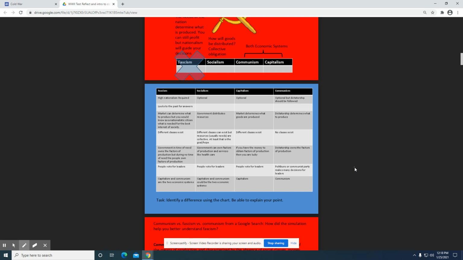So as I look at these items, for fascism, you have to have a high nationalism, but you also have elements of capitalism in fascism. As far as, let's see, socialism, in this case, it could be optional and could also be optional in capitalism. And we're referring to nationalism. So this section right here is about nationalism.